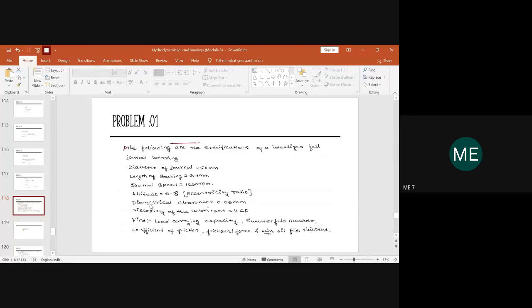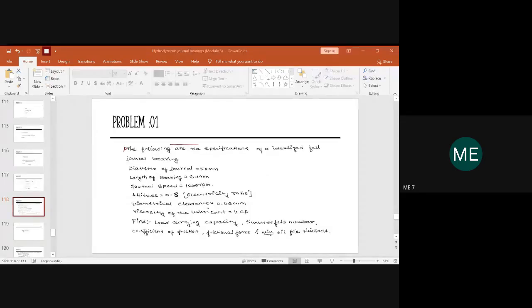So chi is nothing but the diametrical clearance C upon D, where D is the diameter of the journal. Now you need to find out the value of chi. Please substitute and tell me the value of chi. 0.06 upon 50. How much do you get? The chi value, can anyone let me know? Here also you have to change it into meter. Please tell me what value you get.